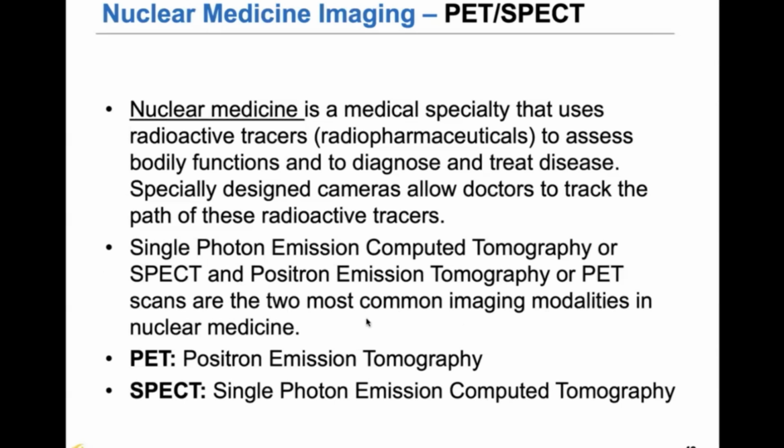Okay. So for nuclear medicine imaging, the two common ones are single photon emission computed tomography, SPECT, and positron emission tomography, the PET scan. So these are the two common imaging modalities in nuclear medicine.